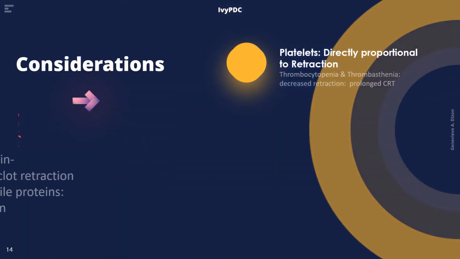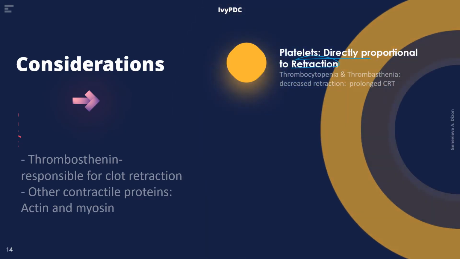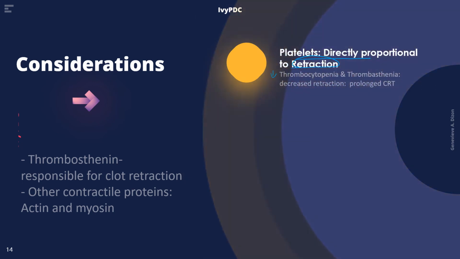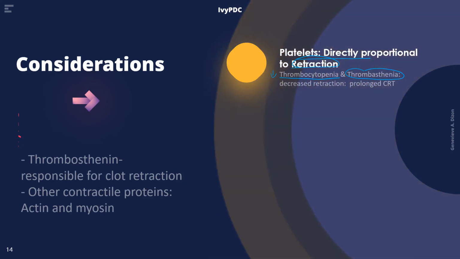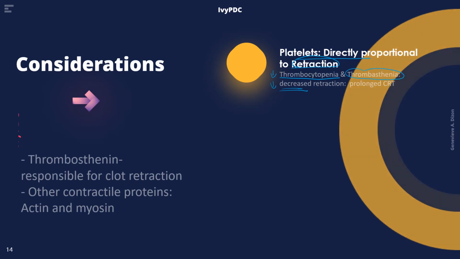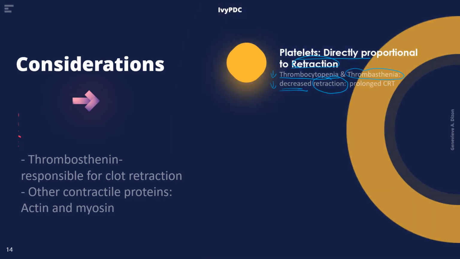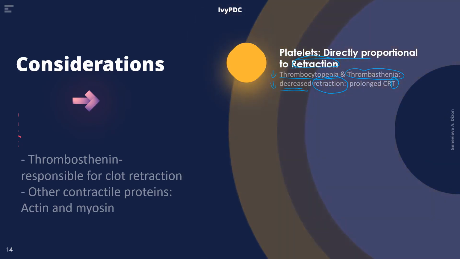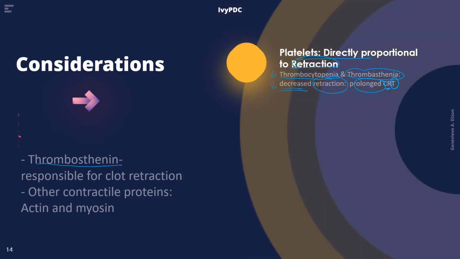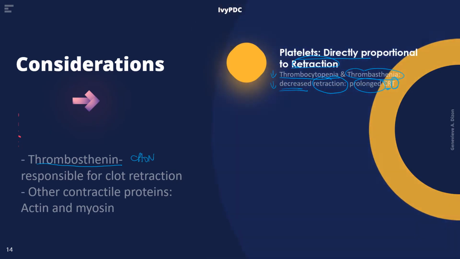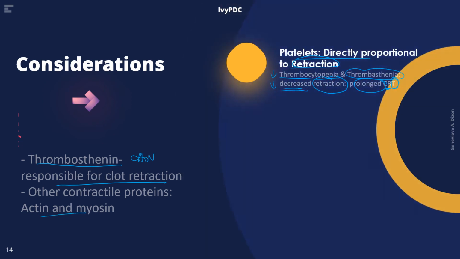These are considerations that are done when performing CRT. Platelets are directly proportional to retraction. So for example, if there is a decreased number of platelets like in thrombocytopenia, or when the platelets are defective like in thrombasthenia, there would also be a decrease in the retraction itself because the platelets are needed to retract the clot. In this case, the time that is needed to have a proper or a complete clot retraction would be prolonged. Thrombosthenin is a protein that is released by the platelet that is responsible for clot retraction. Other contractile proteins would be actin and myosin.